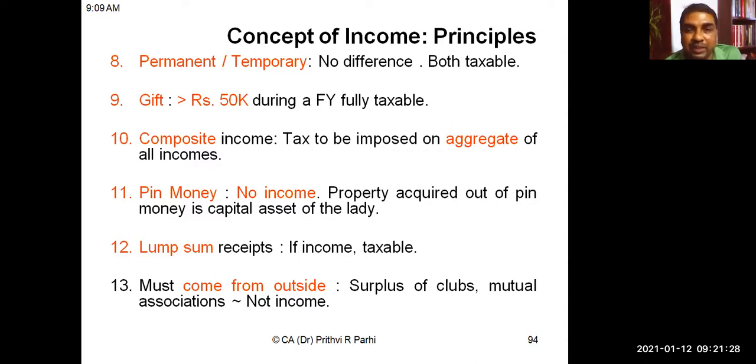If there is composite income, now composite income means your income is from various sources. You have salary income, you have, let us say, business income, you have, let us say, some interest income. So various sources of income are there, and all these incomes need to be aggregated to arrive at the total income.